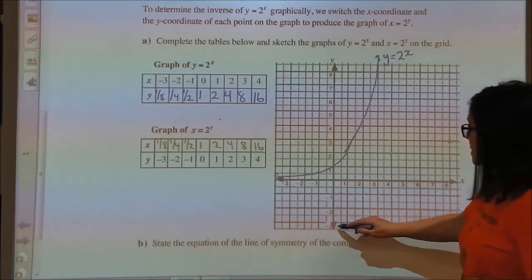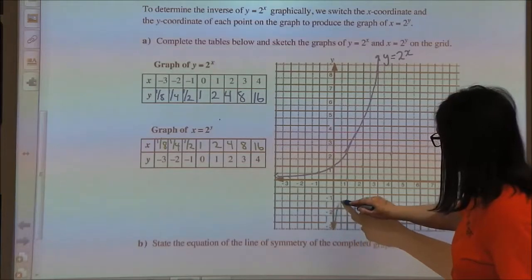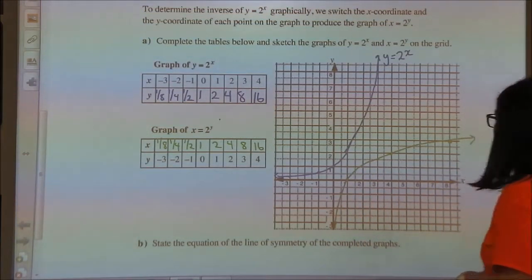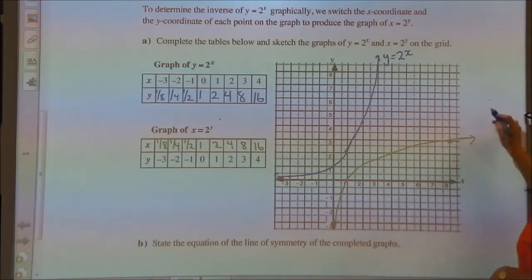So if I joined these points with a smooth curve, this is the graph that I would get. So this would be the graph of x equals 2 to the power of y.